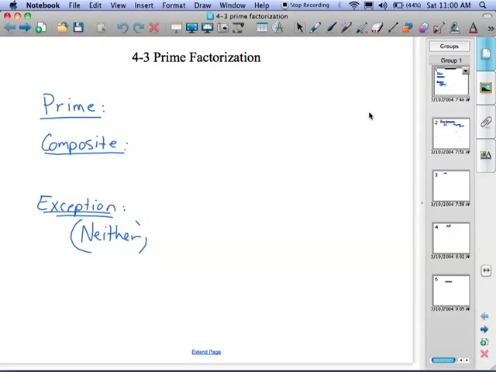4-3, prime factorization. First, we need to look at what makes a number prime, composite, or the exception, neither. We're going to give them some definitions. Hopefully they will be reviewed for you. A prime number has exactly two factors, the number 1 and itself.